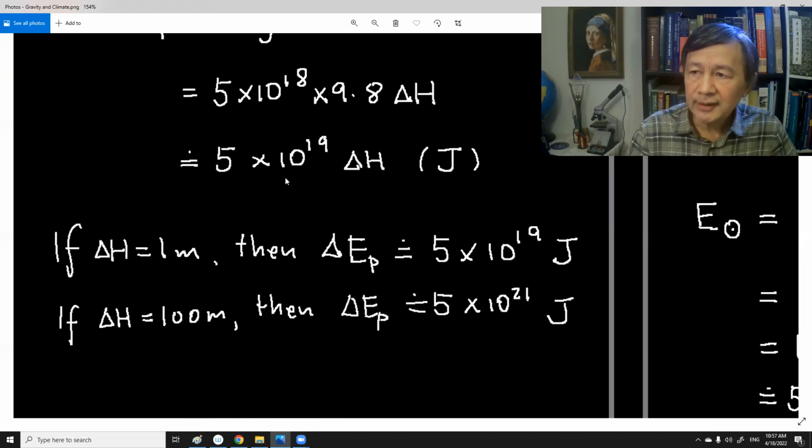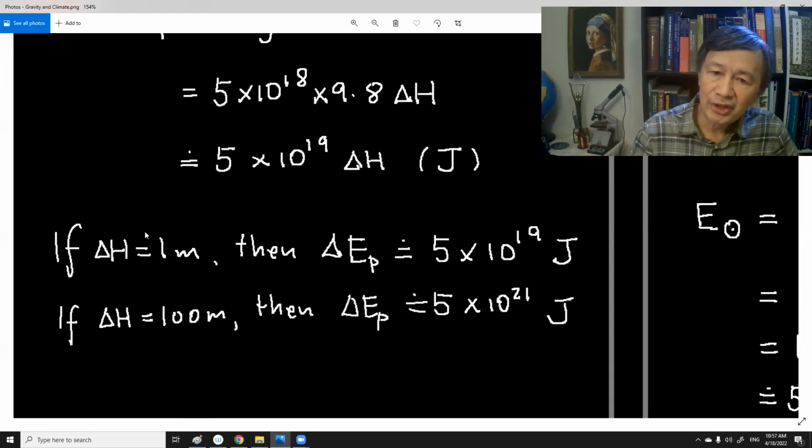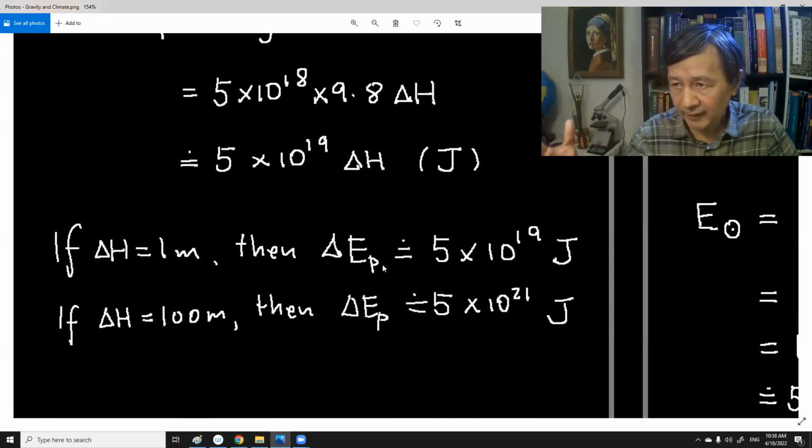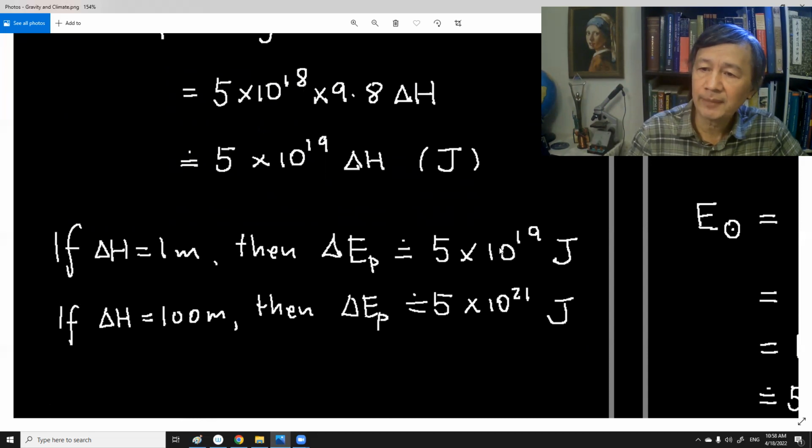To illustrate the capacity of this energy storage mechanism, I choose first delta H of just 1 meter. In this case, the variation in the gravitational potential energy is 5 times 10 to the power 19 joules.